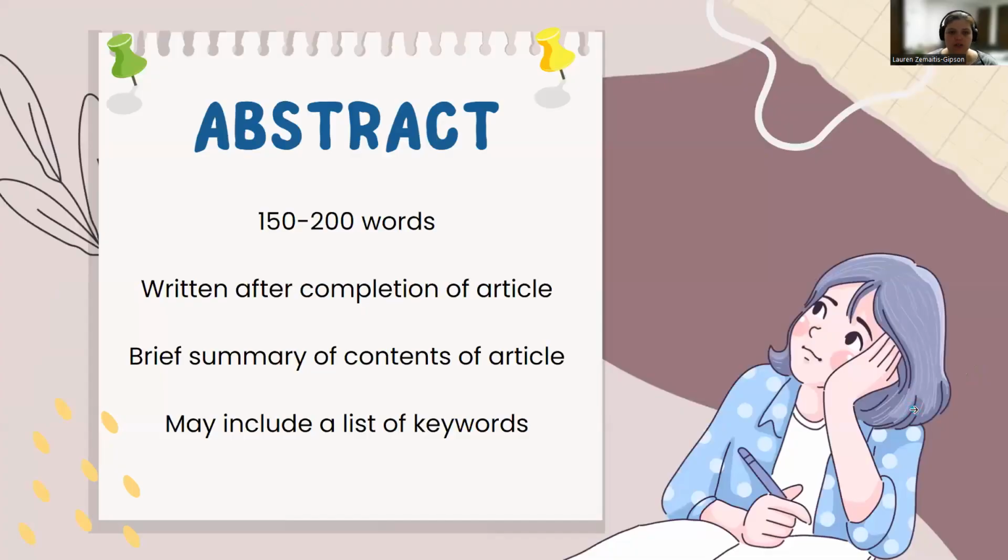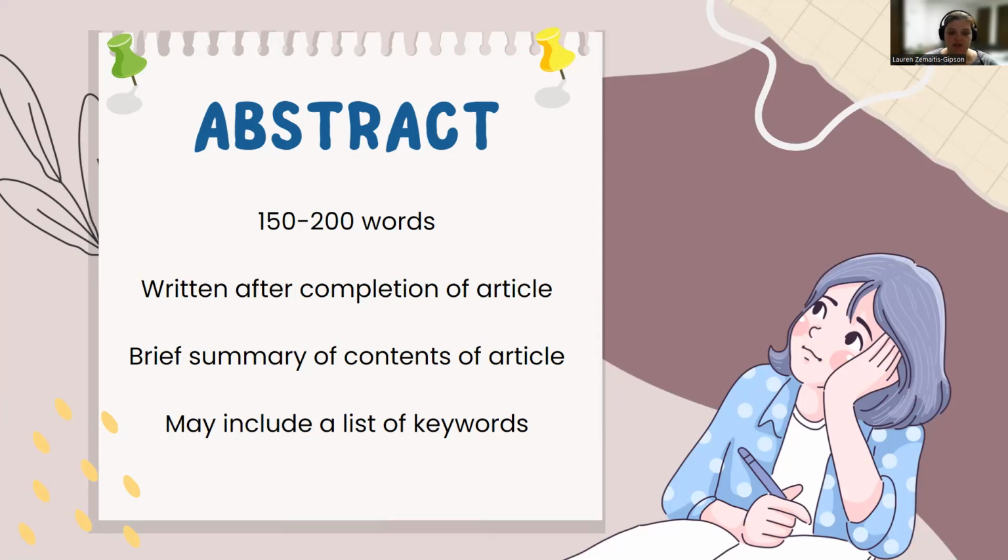The abstract is really important. This is the first thing you want to read. It's a brief overview. It's 150 to 200 words. It's actually the last thing written of the article, although it appears at the beginning. It's a brief summary of the contents of that article, so it's going to give you a better idea of whether or not you want to proceed with reading the entire article.